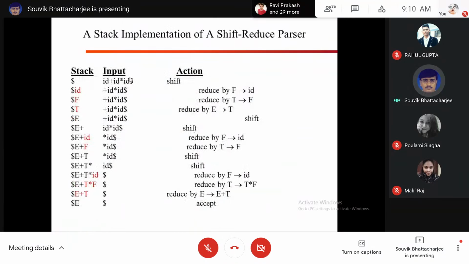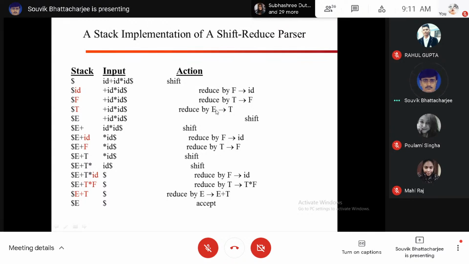Now, as ID is your handle, ID will be reduced by the corresponding non-terminal, that is F. Now F will be reduced by T. That is, after the first step, second step, and third step, we are getting T on the top of the stack, and this is your input string that needs to be parsed. Now, again, T will be reduced by E, because T is also a handle and E is your start symbol.